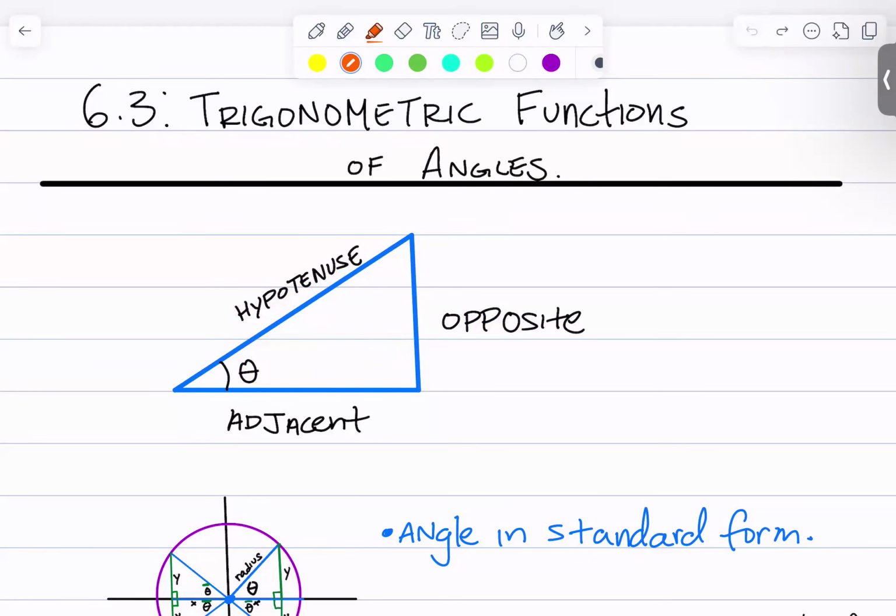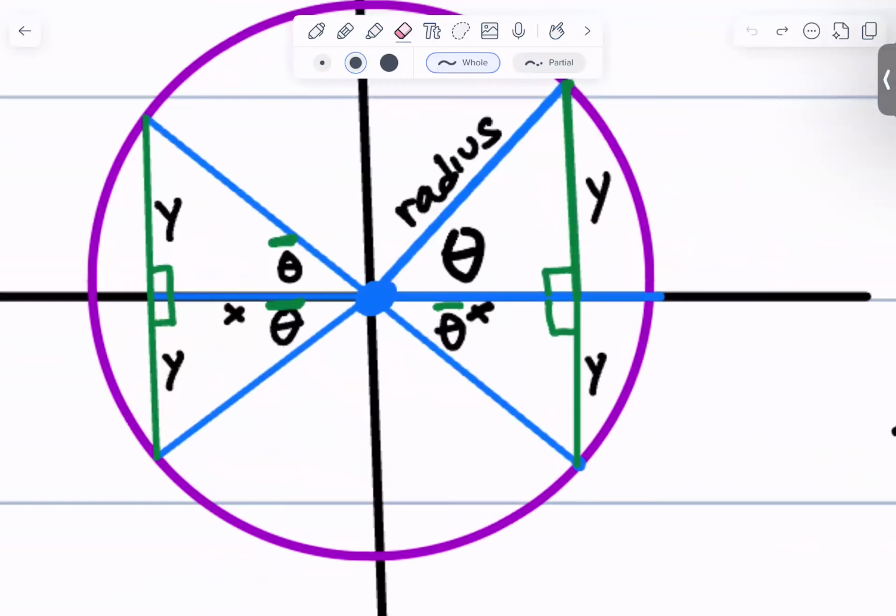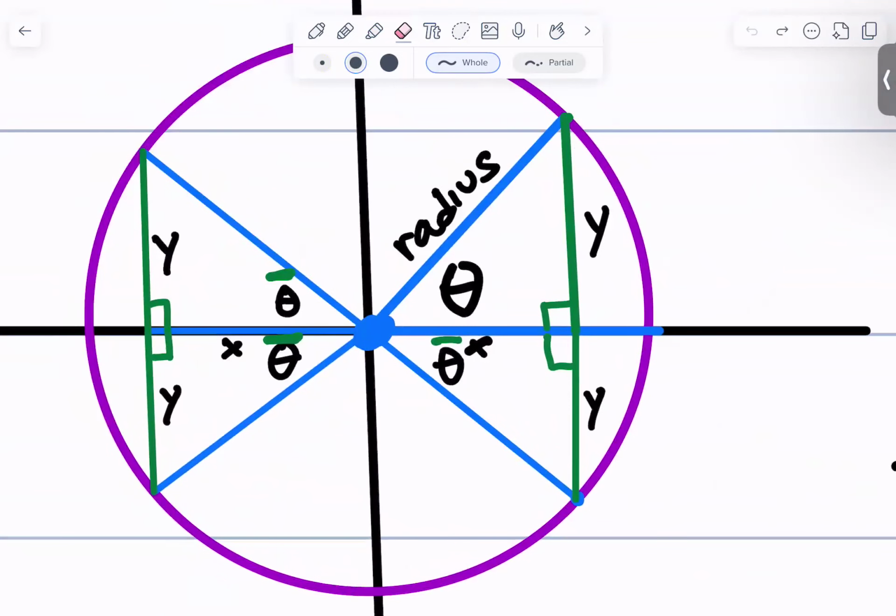And we know all the six trig functions: sine equals opposite over hypotenuse, cosine equals adjacent over hypotenuse, and tangent equals opposite over adjacent. And the other three are the reciprocal values of those three. But now what we're going to do is put this in terms of a circle. Okay, so if there's a circle like this, right?